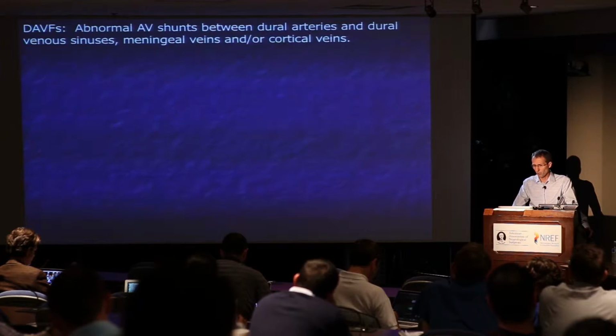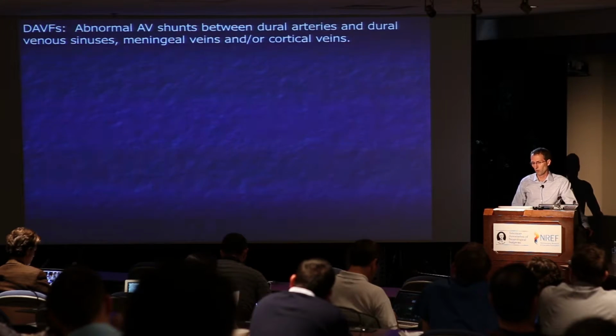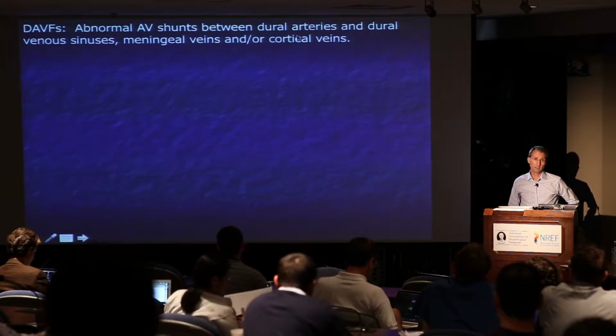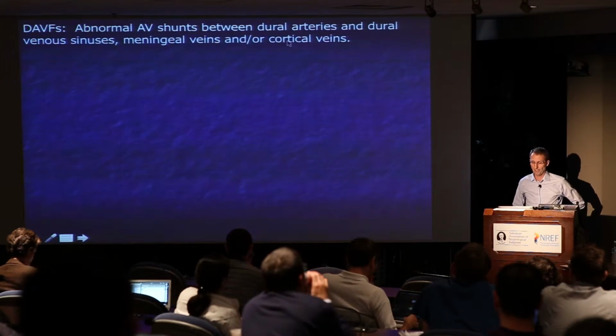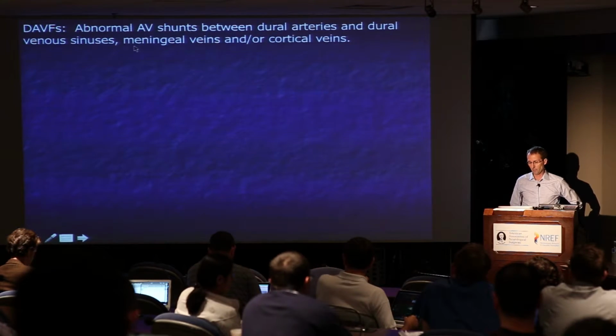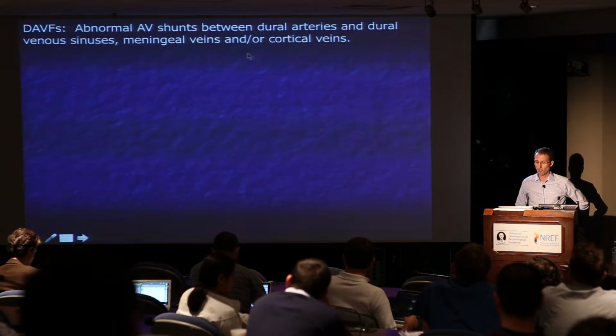So probably familiar to most everyone in this room, but we're of course talking about abnormal arteriovenous shunts that exist between dural arteries, most commonly branches of the external carotid, and the dural venous sinuses, meningeal veins, obviously embedded within the dura, and/or cortical veins. So any of these in combination or isolation.